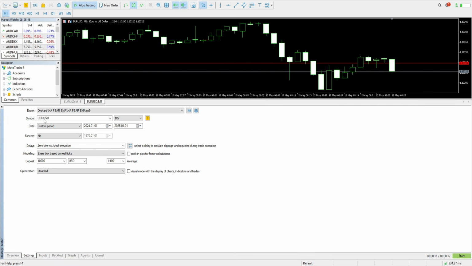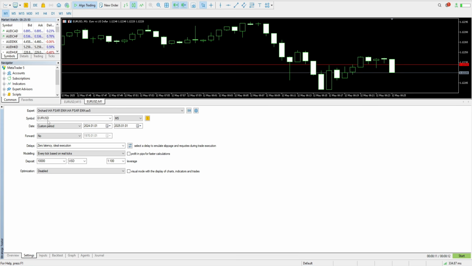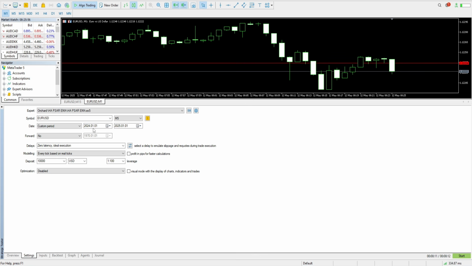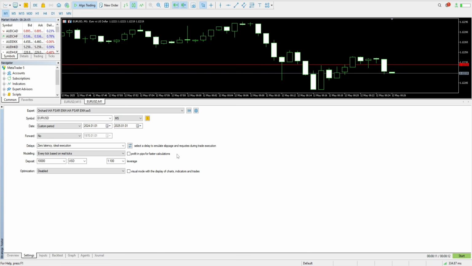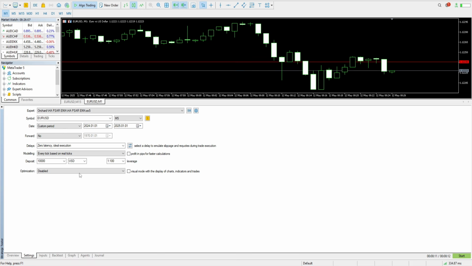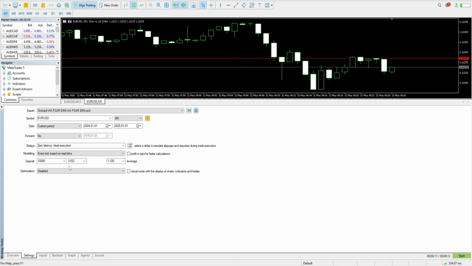I'm testing on Euro USD because that's what was used in the video that I've taken the strategy from, on the 5-minute chart. I'm running this for the year from 1st of January 24 to 1st of January 25, so a full year, using every tick based on real ticks, so that's as accurate as I can get with the data that I have at hand. Starting with a $10,000 balance with leverage of 1 to 100.